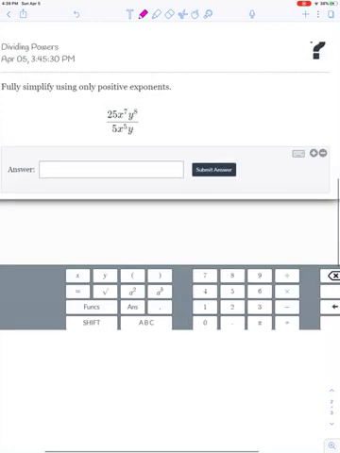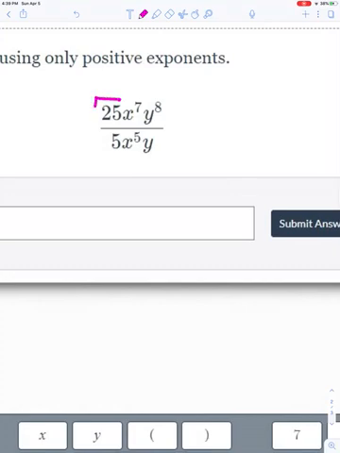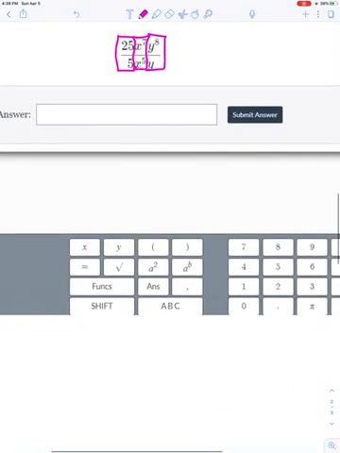So let's look here. I'm going to break it apart and regroup. So, excuse me. I have 25 over 5. I have x to the 7th over x to the 5. More exponents. I have y to the 8th over y to the 1. More exponents. So let's simplify here.